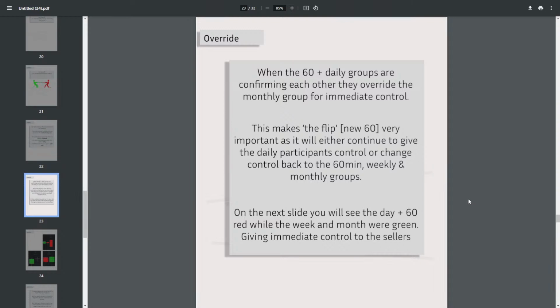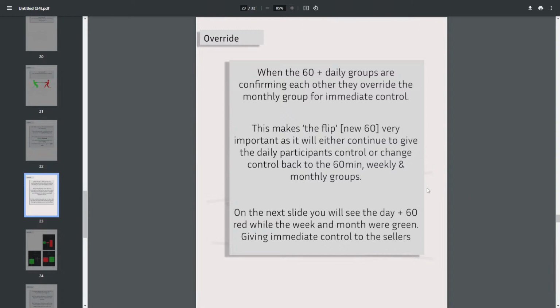But think of it this way. If the month and week are green and the 60 and daily are red, at that point, it's going down today and right now. The 60 is right now, the day is today. Now, when the new 60 opens, which we call the flip, if that 60 goes green, the month and week are still green. So at that point, that daily seller, we have no evidence of that seller anymore because 3 of the 4 time frames are all confirming each other, and thus the control is to the 60, the weekly, and the monthly group. The daily group is not in control.